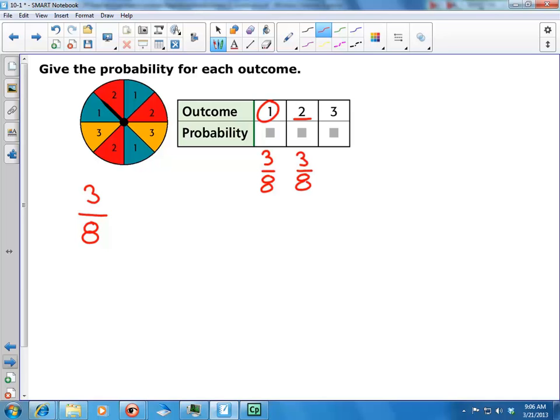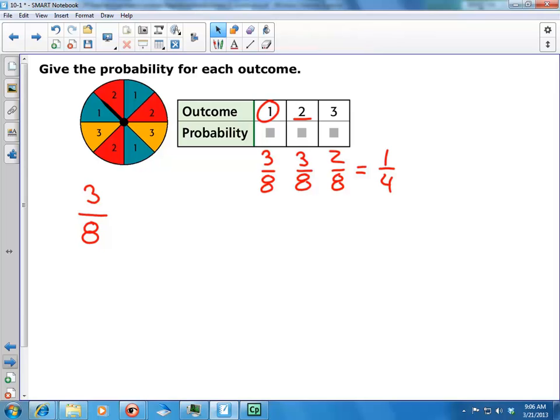And then finally, a 3. Well, how many 3s do I have? Yeah, it'd be 2/8. Which on that one, I do need to simplify down to 1/4. Okay, so as you can see, finding the probability for these things is not that difficult. This is simple probability. Now, if I said, what's the probability of you spinning a 1 and then spinning a 2?